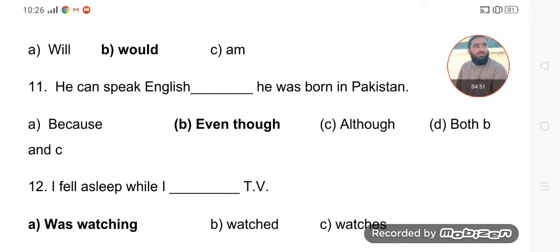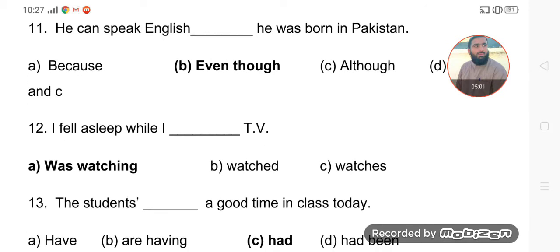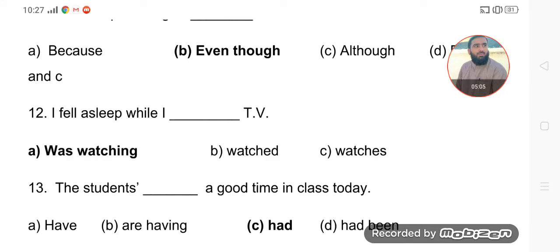He can speak English even though he was born in Pakistan. Even though he was born in Pakistan. I fell asleep while I was watching TV. Remember, dear viewers, ye ek connection hai. Jab past indefinite ho, while ka word use ho jaye to hum past indefinite aur past continuous combination bana lete hain. For example, main kehta hoon ki while I was reading newspaper, my little brother entered my room. Theek hai, past indefinite, past continuous. Our past continuous will be used with past indefinite.